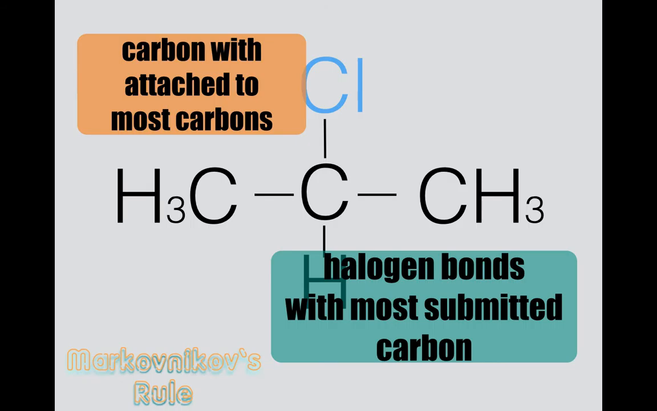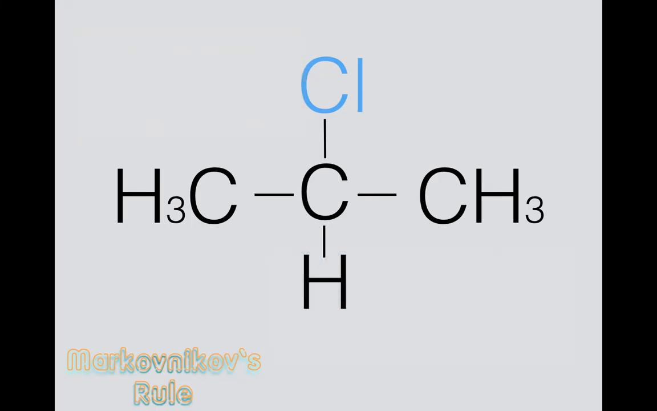So if I look at my 3 carbons, the carbon that has the most other carbons attached to it is our middle carbon. Okay, because the carbons on the end only have 1 other carbon attached, but our carbon in the middle has 2 carbons attached on both sides, so it is the most substituted carbon. Okay, so that is why our chlorine will bond to that particular carbon.